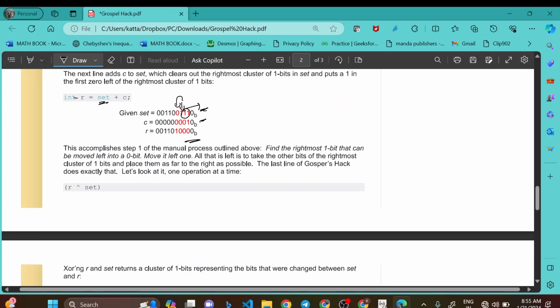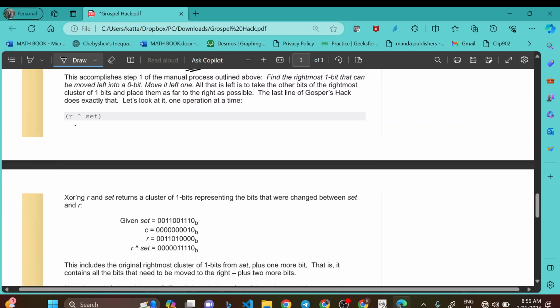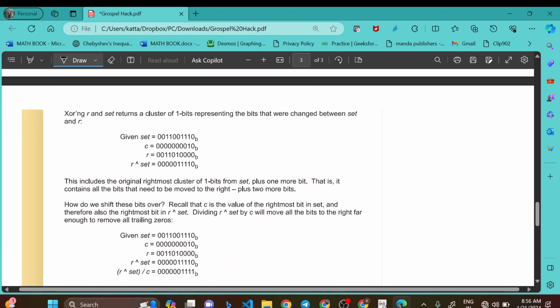All that is left is to take the other bits on the right side, the rightmost cluster of 1 bits. Now our task is to make sure the other two ones are on the right side, to push them to the right. So how are we going to do it? This is where we do the operation. The starting part is R XOR set. This is the set we have, and this is the C we have, and this is the R we have. Doing R XOR set, this is what you're going to get.